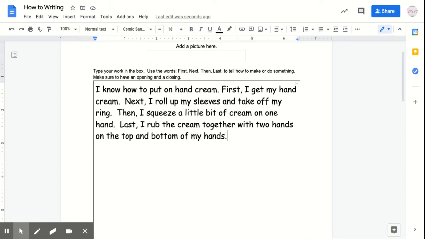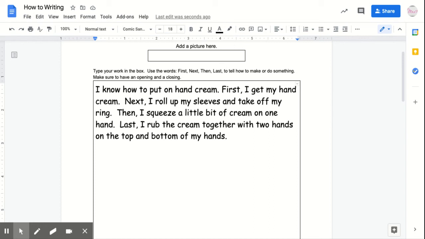I know how to put on hand cream. First, I get my hand cream. Next, I roll my sleeves up and take off my ring. Then I squeeze a little bit of hand cream on one hand, period. Last, I rub the cream together with two hands on the top and bottom of my hands.